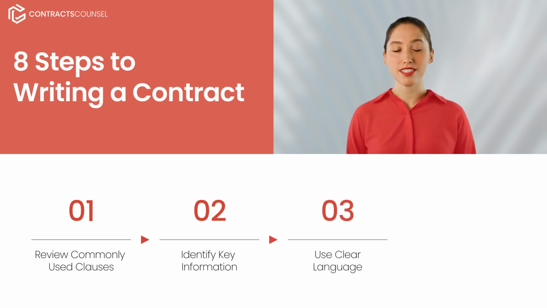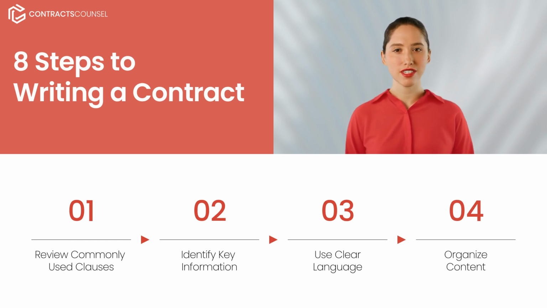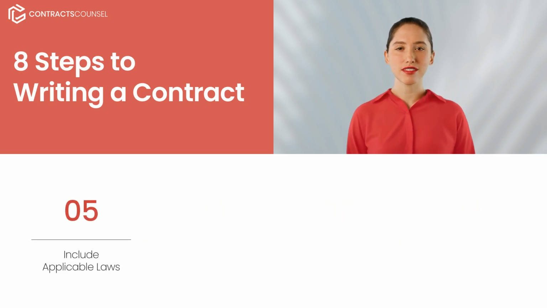3. It is critical to use clear and concise language that all parties can understand. Avoid using complex legal jargon or technical terms. 4. Organize the content logically. For example, list the parties involved at the beginning, followed by the scope of work and payment terms. 5. Be sure to incorporate any applicable laws and regulations that may be specific to your state or industry. Note this may require research.